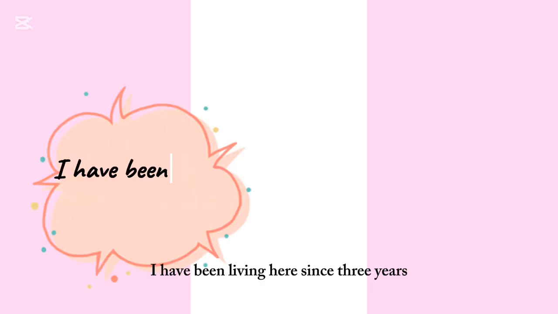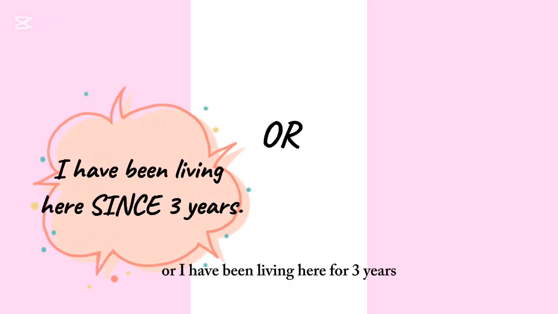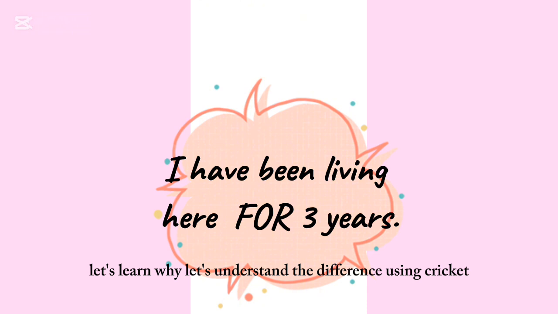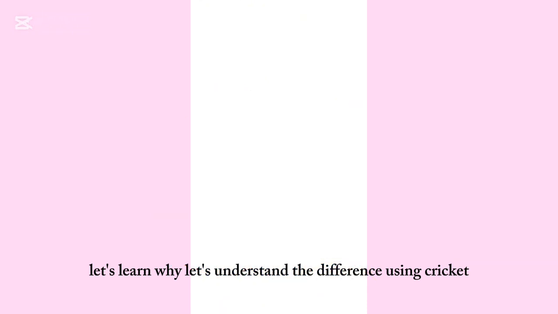What do you think is the correct statement? I have been living here since 3 years. Or, I have been living here for 3 years. Think about it, and the correct statement is, I have been living here for 3 years. Let's learn why. Let's understand the difference using cricket.